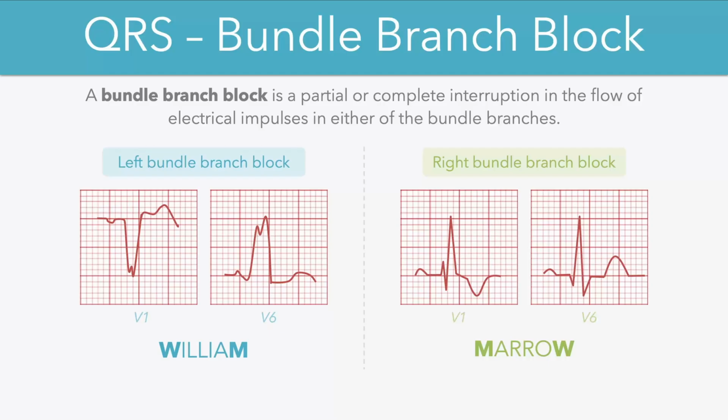We can apply the same logic to the word marrow as well. So we have an M in V1, a W in V6, and the 2 R's in the middle represent that this is a right bundle branch block.